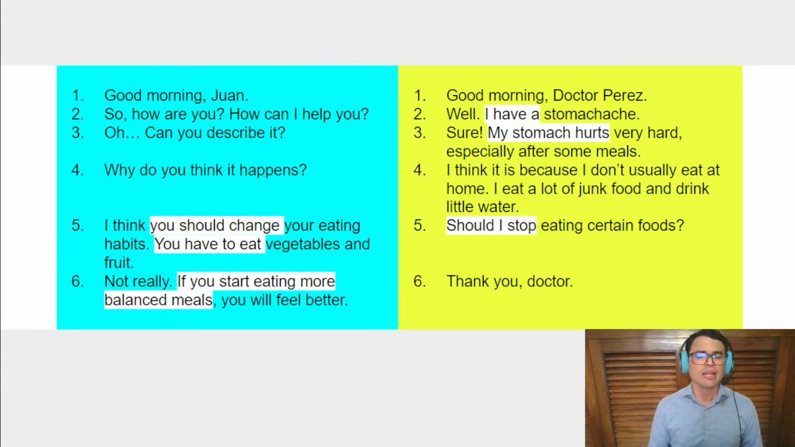Light blue, 5. I think you should change your eating habits. You have to eat vegetables and fruit.